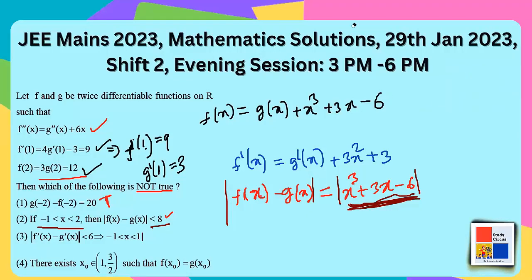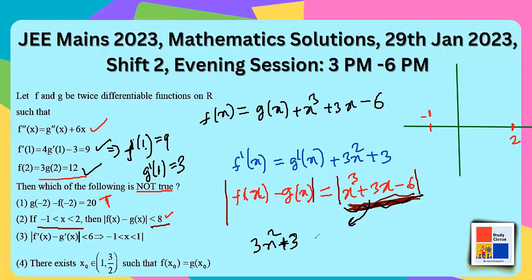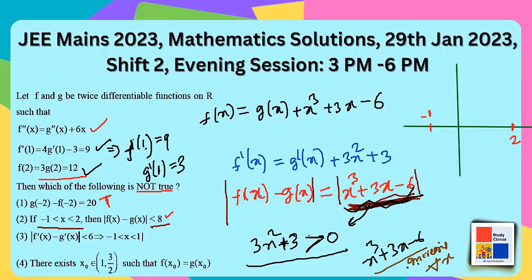Now for this function, if I draw, this is the coordinate axis. This point here is minus 1 and here somewhere we have 2. Now we have to comment about the value of this function. So x cube plus 3x minus 6, if I differentiate it, we get 3x square plus 3. Now this is always positive, no matter what x is. That means x cube plus 3x minus 6 is an increasing function for all x. Throughout, this is an increasing function.